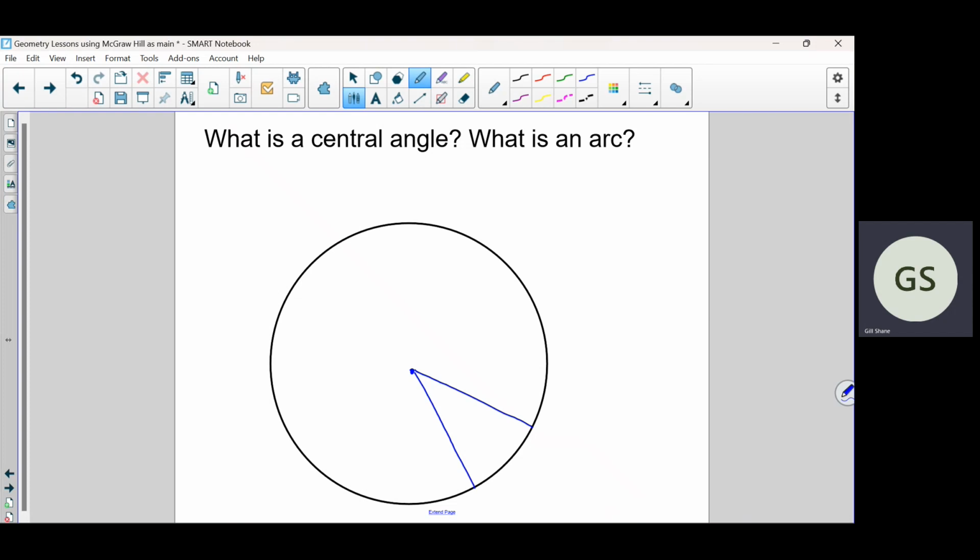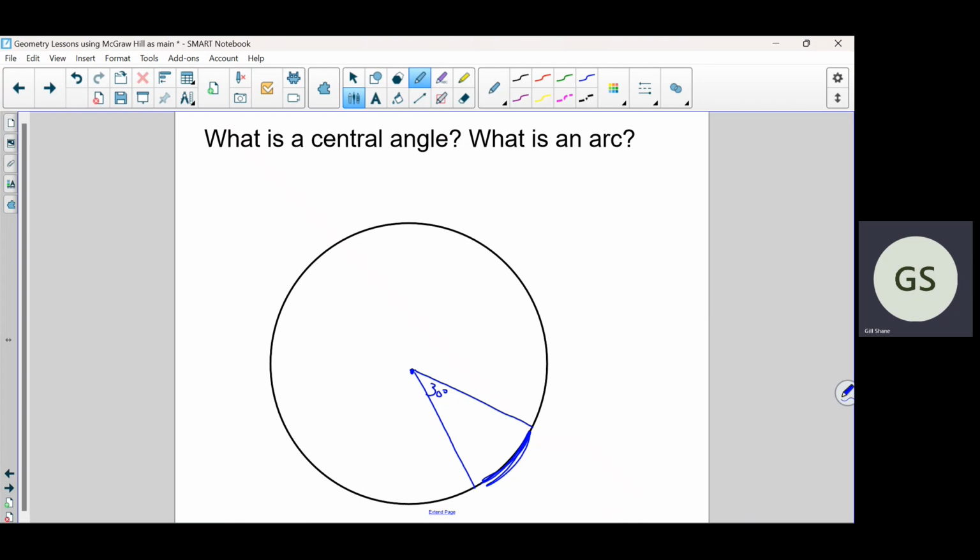Oh, and what did we say about the measure of a central angle relative to its arc? 30 degrees, let's say. What's true about the measure of a central angle relative to its arc? What is an arc? Yeah, you use the endpoints of the angle. So the arc is the part of the circle in between the endpoints.